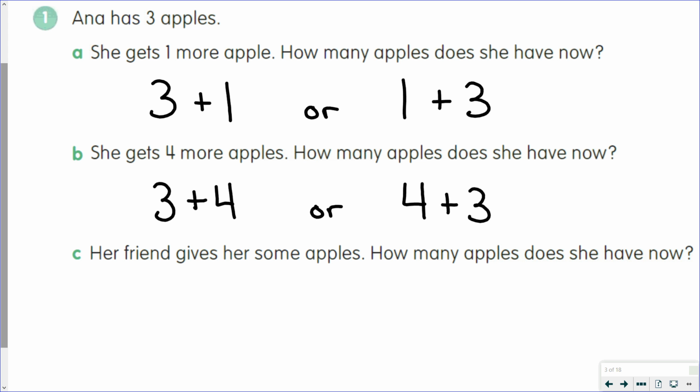So we don't know how many apples she has now. Well, we know she has 3 apples. So she's going to get some more. And we're going to assign a variable here. So we can use A, we can use B, we can use any letter of the alphabet that we want. And again, since it's addition, you can switch the order and everything stays the same. So you could have A plus 3.